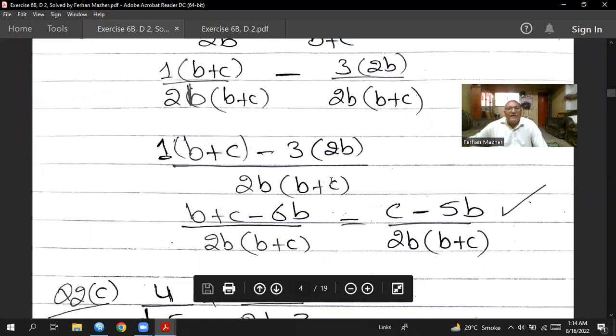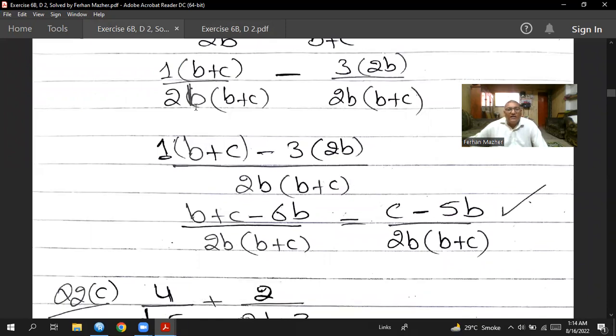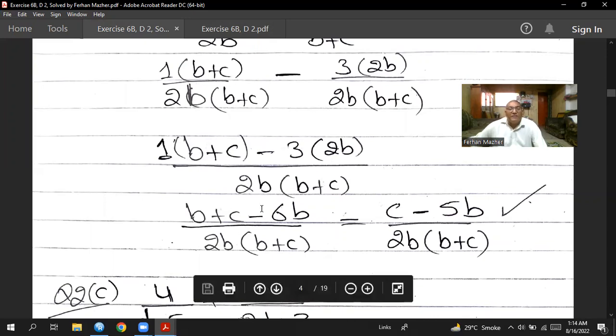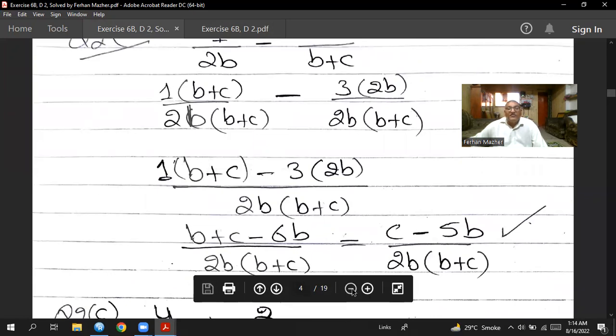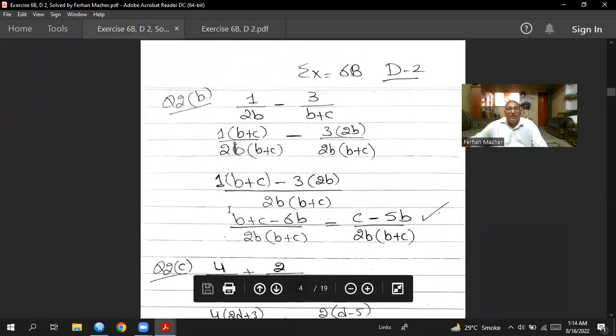So 2b bracket b plus c will be in the denominator, and here you will have 1 into b plus c, and here you will have minus 3 into 2b. So this will be b plus c minus 6b divided by 2b bracket b plus c. So here you will have c minus 5b divided by, and in the denominator you have 2b bracket b plus c. So this is, my dear students, how we will do question number 2, and it's the B part.